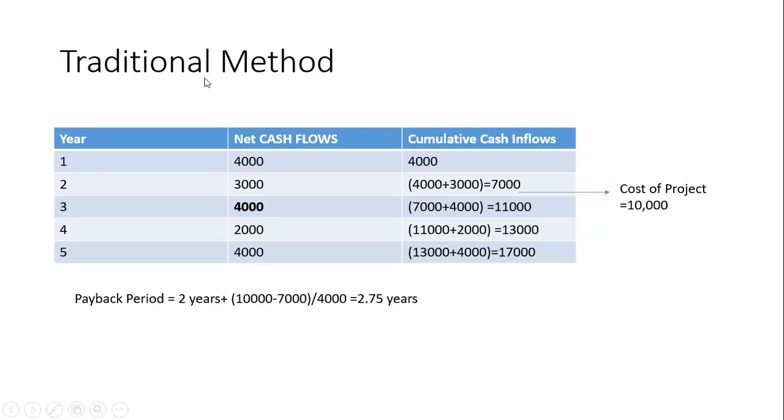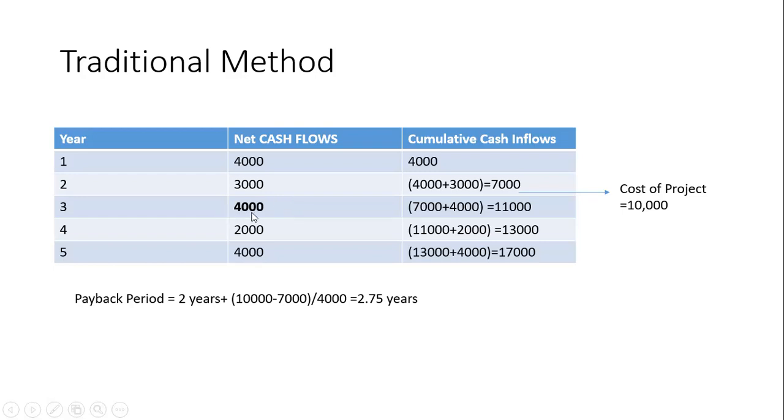Now with the traditional method, the first part is the traditional method payback period. In this, you have to do a cumulative of cash inflows. As you can see, the investment cost, that is project cost, is 10,000. It comes in between 7,000 and 11,000. That means it will take 2 years to recover 7,000. The rest, 3,000, we will recover from the third year.